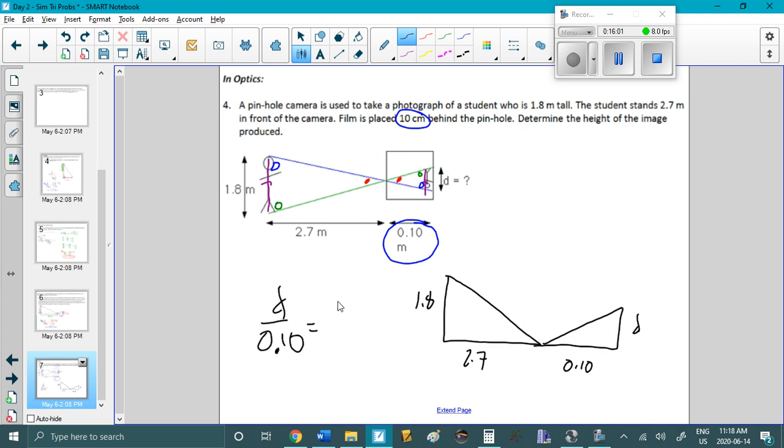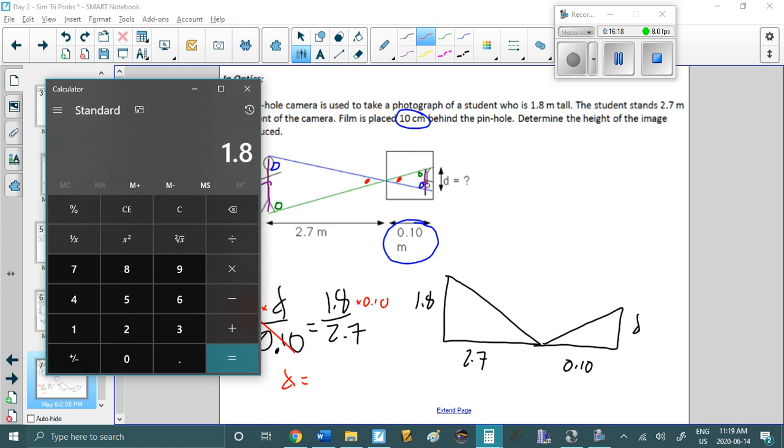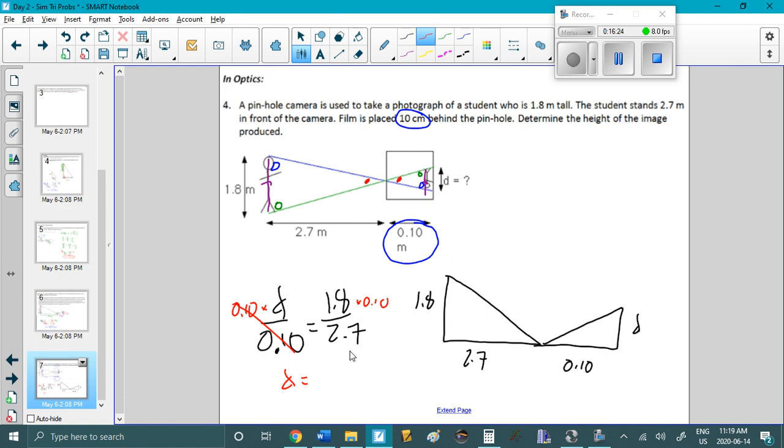So D over 0.1 equals 1.8 over 2.7, and then we multiply by 0.10, and we get D equals approximately 0.067 meters, which is the height.